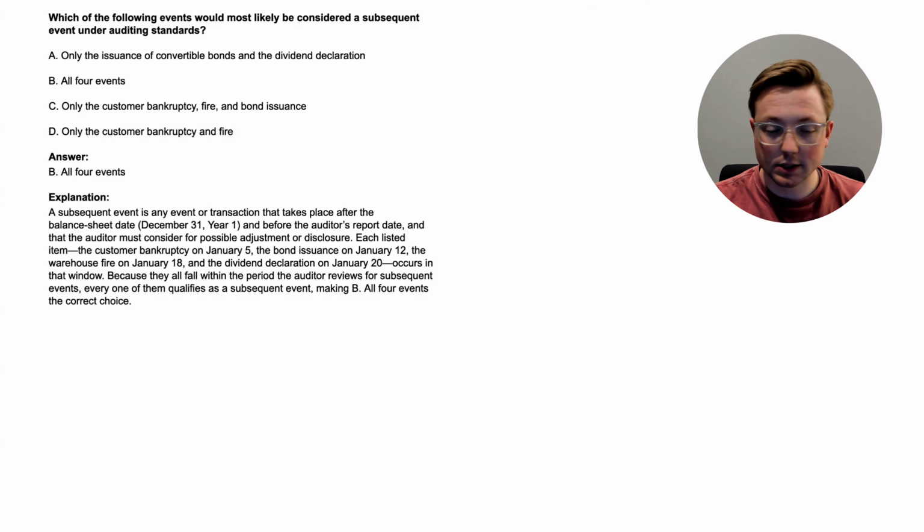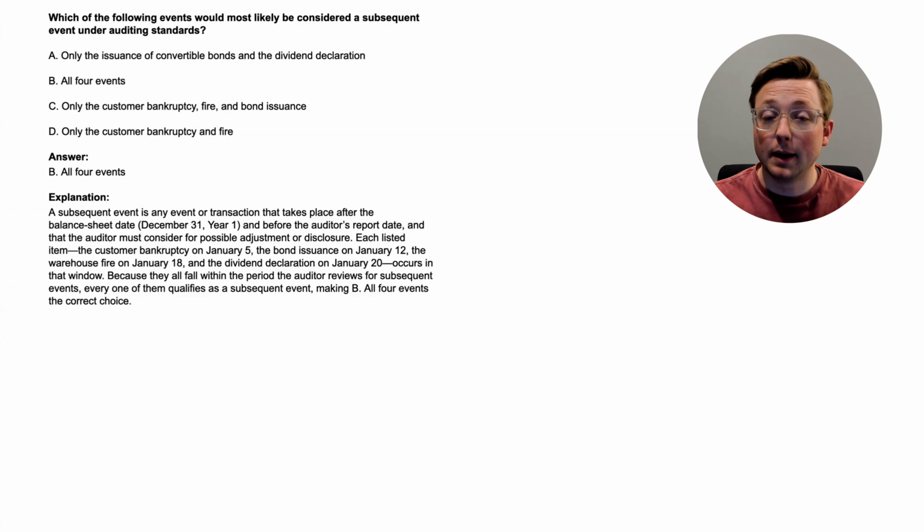And so all 4 events is the correct answer. So again, all we're learning in this question is what is a subsequent event? And we just learned it there. It's something that happened after the balance sheet date, but before the auditor's report date, that the auditor needs to consider to see if it's going to affect the financial statements or need disclosure or things like that. So with that, we learned a little bit about what a subsequent event is. Now let's go to the next question.